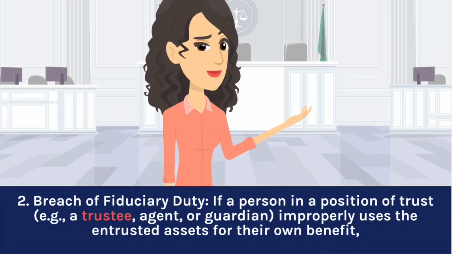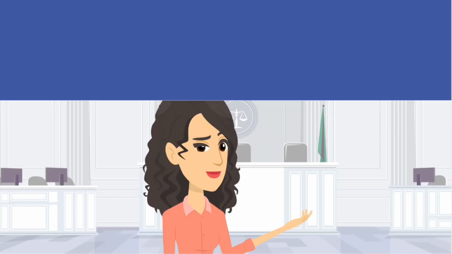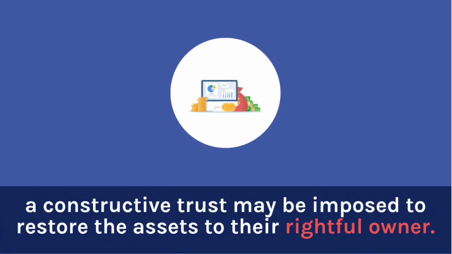2. Breach of fiduciary duty. If a person in a position of trust, for example, a trustee, agent, or guardian, improperly uses the entrusted assets for their own benefit, a constructive trust may be imposed to restore the assets to their rightful owner.